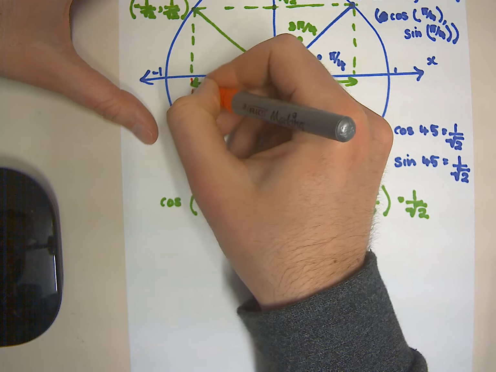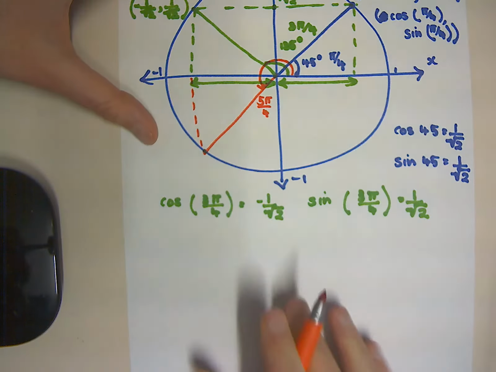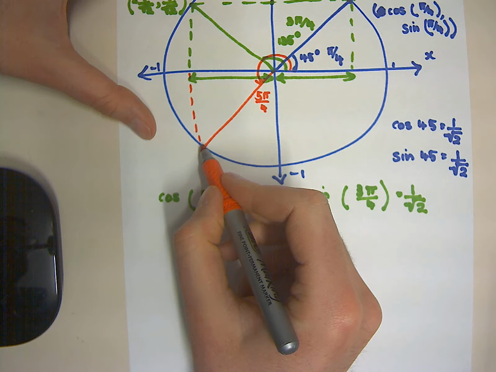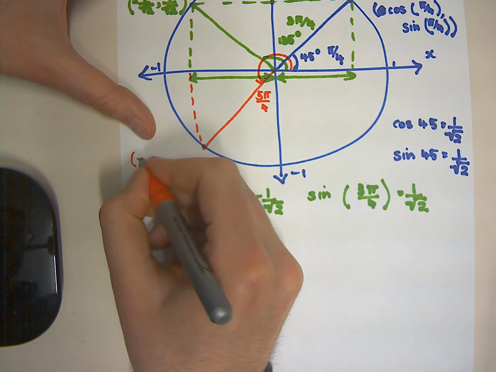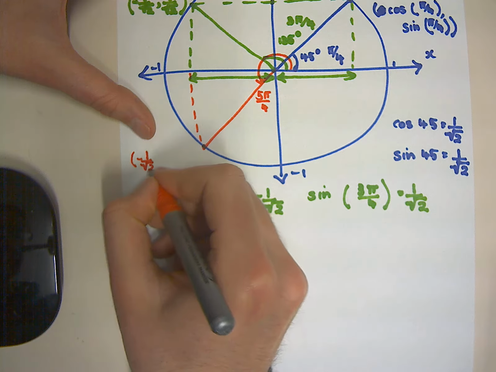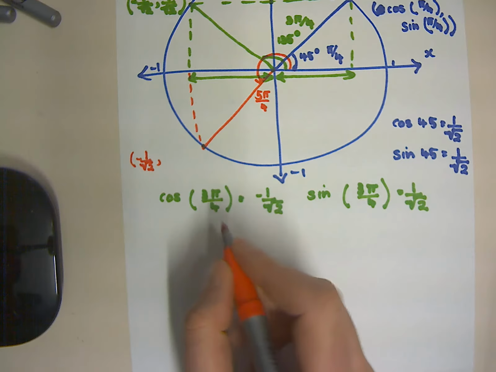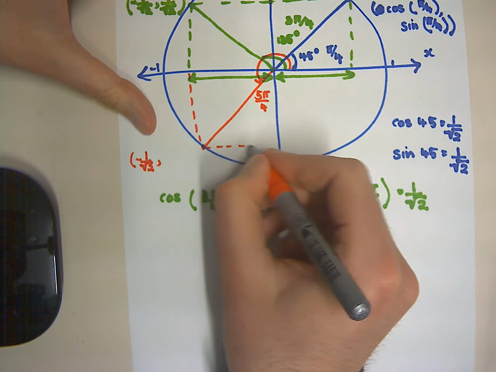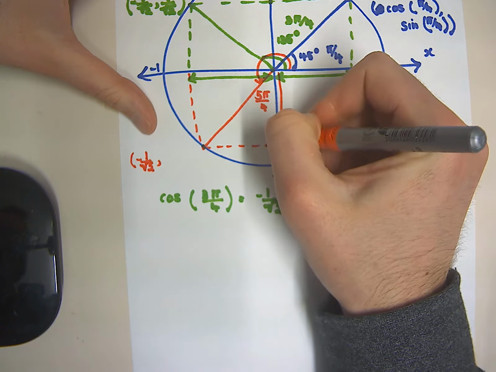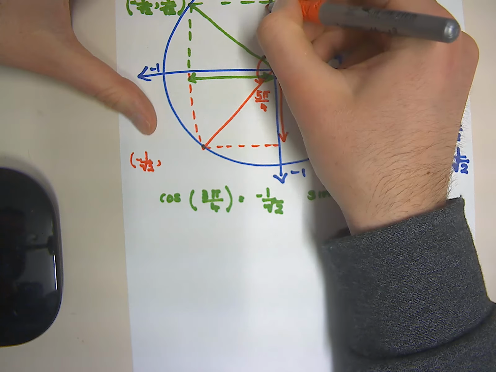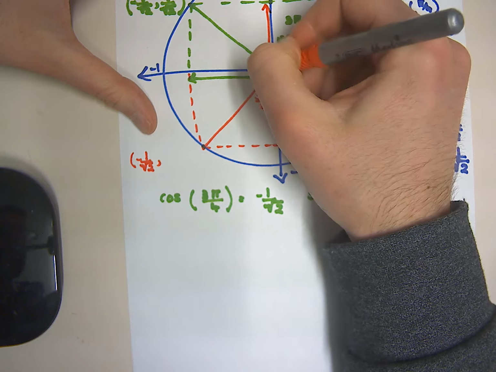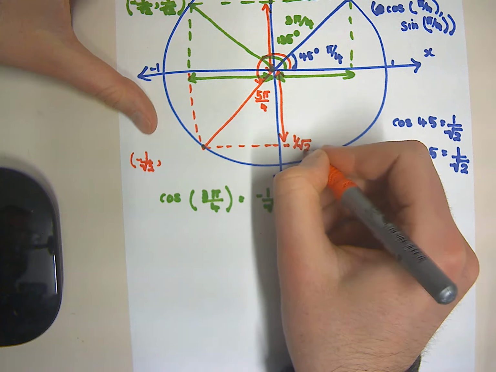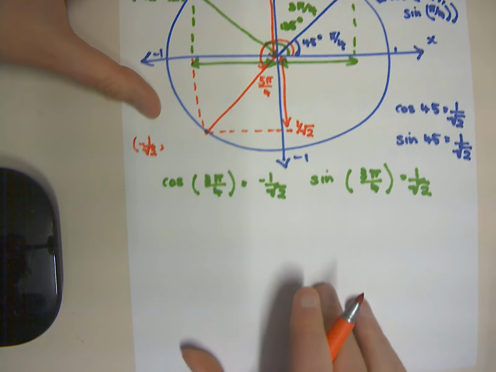Now here, by symmetry, we can see that this point here and this point here are going to have the same x-coordinate, and it's going to be negative 1 on root 2. Now the y-coordinate, well, it's a fair assumption to say that this distance here and this distance here will be equal. So this one point down here will be negative 1 on root 2. We're coming down, so it's negative.